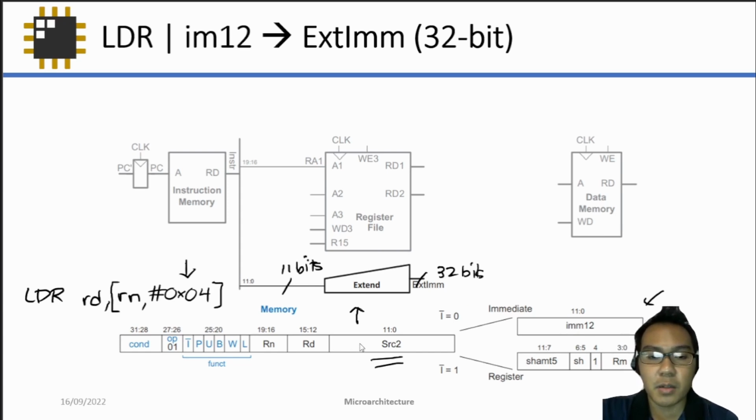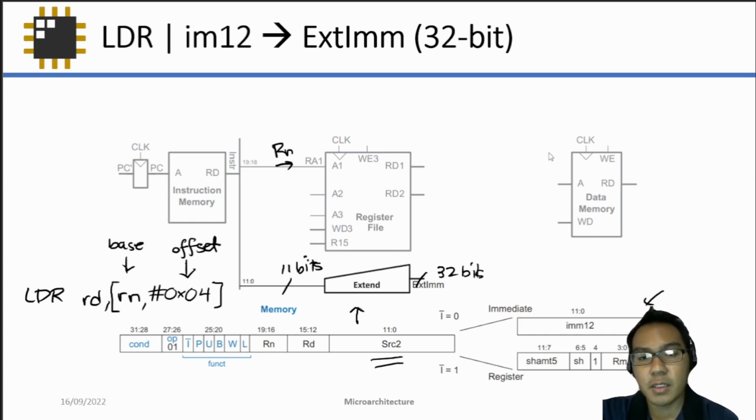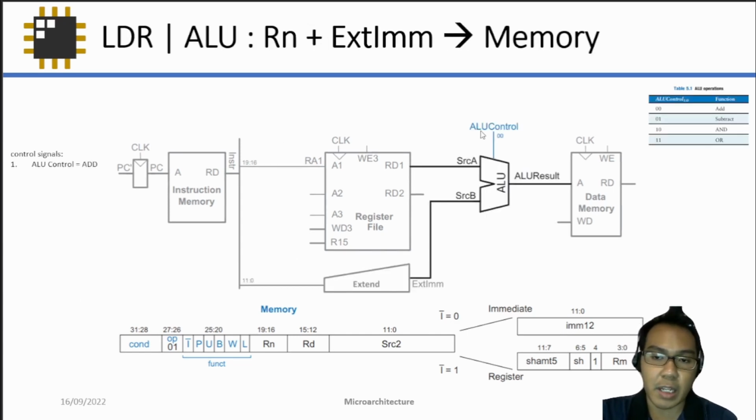What we want to do then is we have the base and the offset, so we're going to want to add the base and the offset. Where is the base? Well, we've already read Rn. Rn has been placed into RA1, and we're going to get it from RD1. So the next thing we need is something to add those, and that's where the ALU comes out, the arithmetic logic unit.